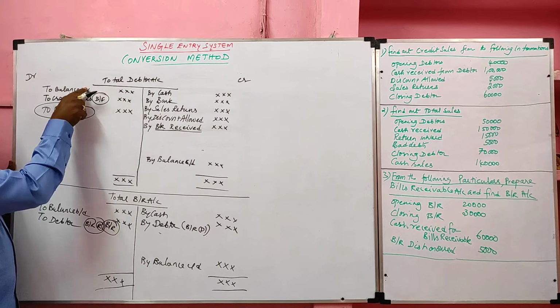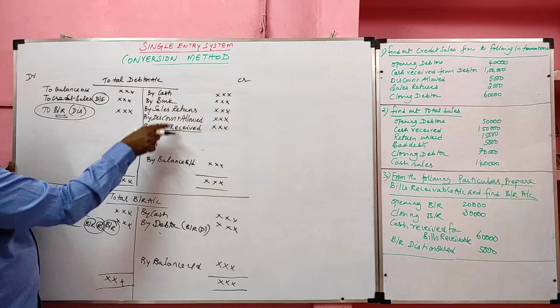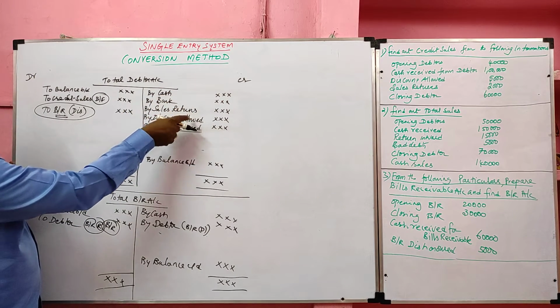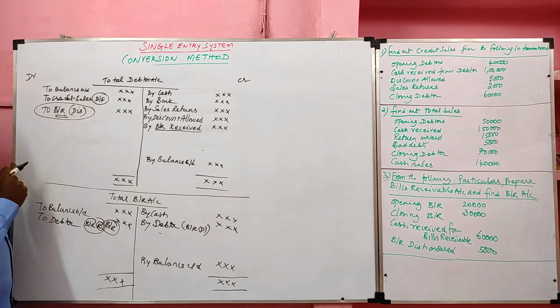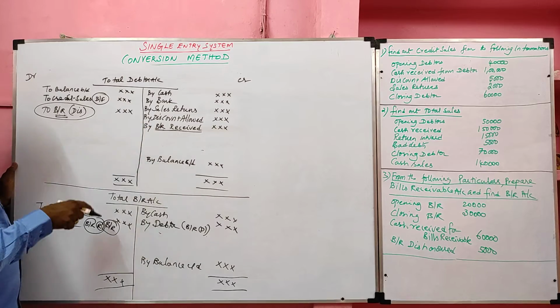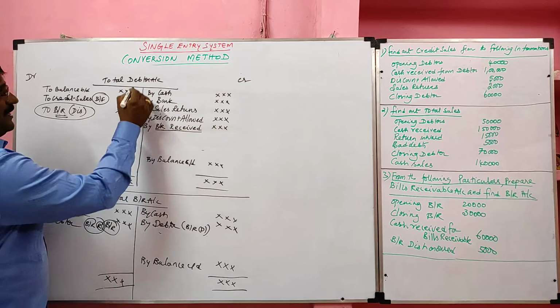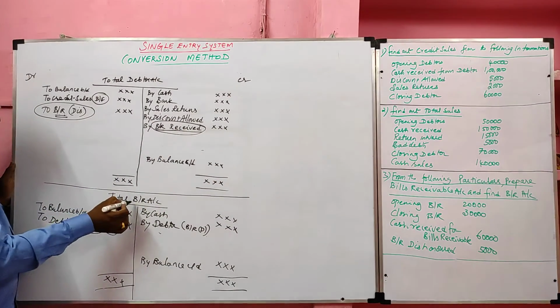In the total debtor account, the debit side starts with opening debtor, and the credit side ends with the closing debtor. Then cash received, cheque received, sales return, discount allowed, BR received. On the debit side, credit sale and BR dishonored. Two items are recorded in the debtor account as well as in the BR account, that is BR received. BR received is credited in the debtor account and debited in the BR account.